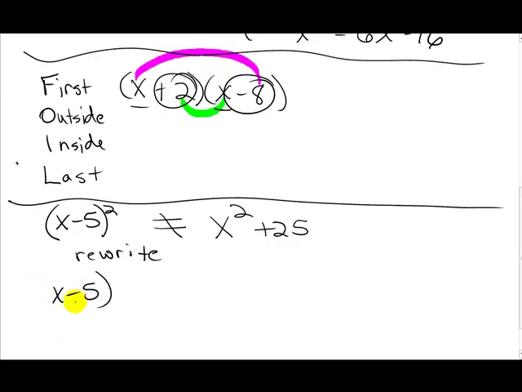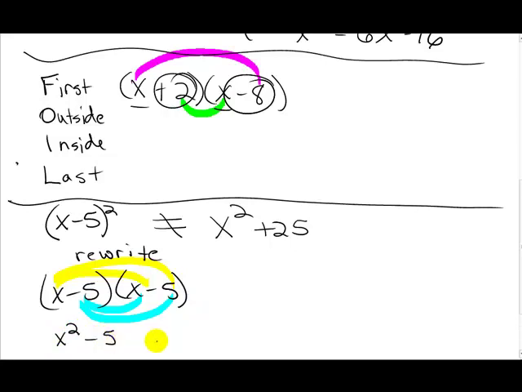So we'd have x minus 5 times x minus 5. Then we will take and multiply here and here, and then we'll do the negative 5 times everything. So x times x, x times a negative 5, then this negative 5 times x, and then negative 5 times negative 5. And then when we combine like terms, you see we get a middle term. We do have the x squared and the plus 25 like we had up here, but we're missing that middle term. So it's not just as simple as doing that. You've got to rewrite it.